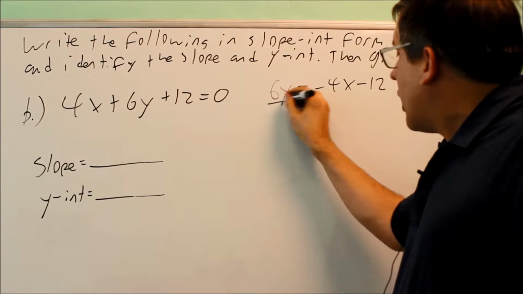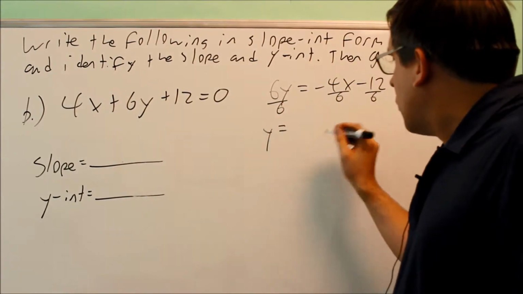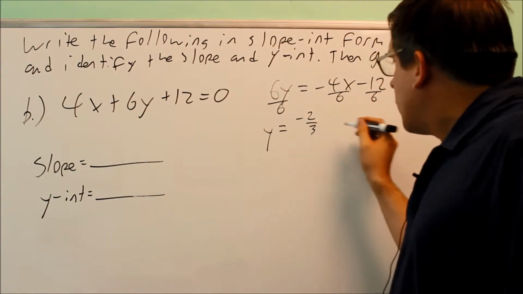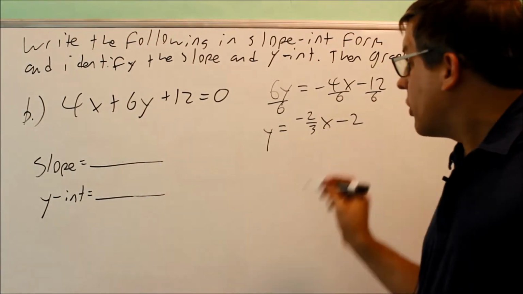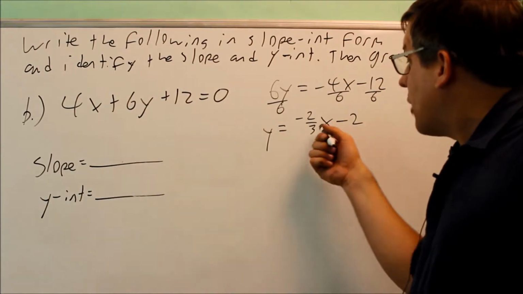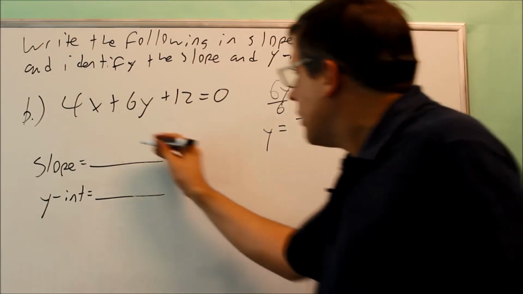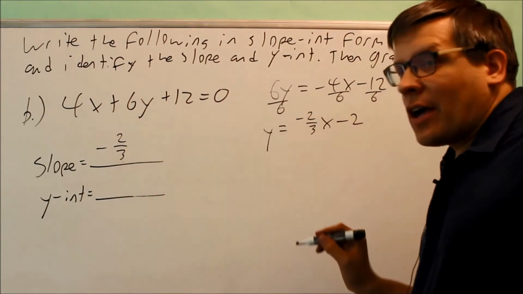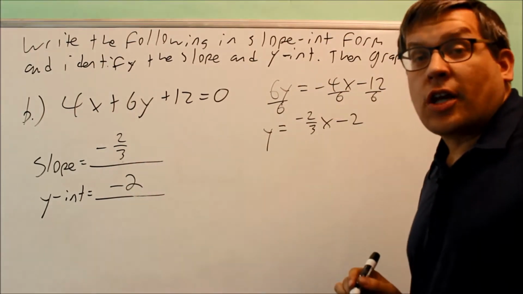Now I need to solve for y by dividing everything through by 6. I get y equals, now -4/6, that's the same thing as -2/3. And then I have -12/6, that's -2. So this right here is going to be the proper slope-intercept equation. So now because it's in the proper form, I can indicate the slope and the y-intercept. Now the slope is going to be -2/3, the number that comes in front of the x. The number after the x, that's going to be your y-intercept, so that's going to be -2.